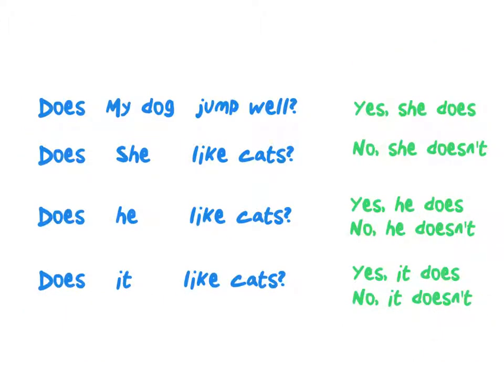Did you notice that the question about Sunny is different? We must use does because we're talking about she. We also use does for he and it. And in the short answer, does or doesn't.